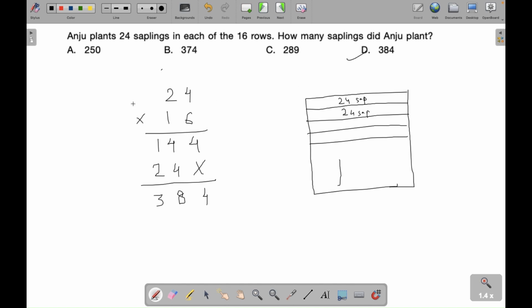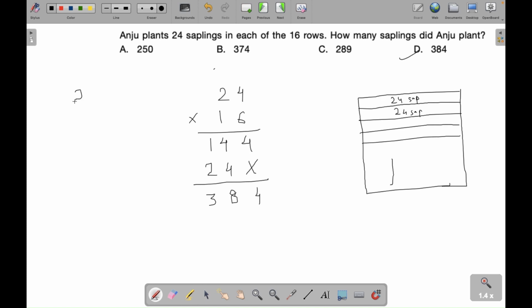If we do by the other approach, we can get it more quickly. So 24 and 16. Consider 16 as a single unit and multiply first with 4 and then with 2. So 16 fours are 64, carry is 6, 16 twos are 32, 32 plus 6 gives us 38. So see how quickly we have arrived at the answer.